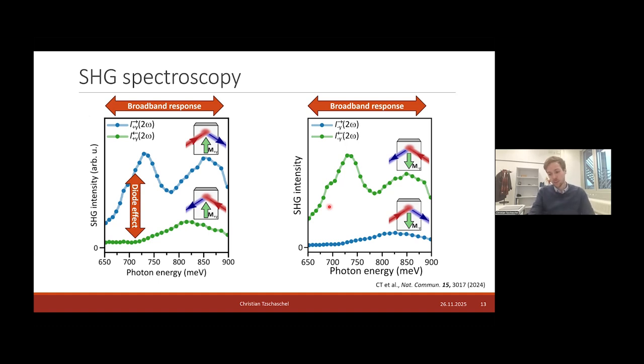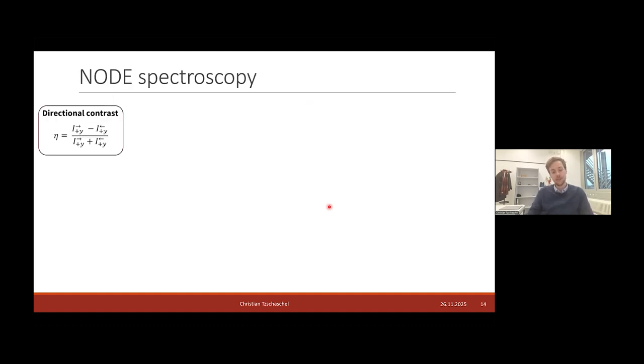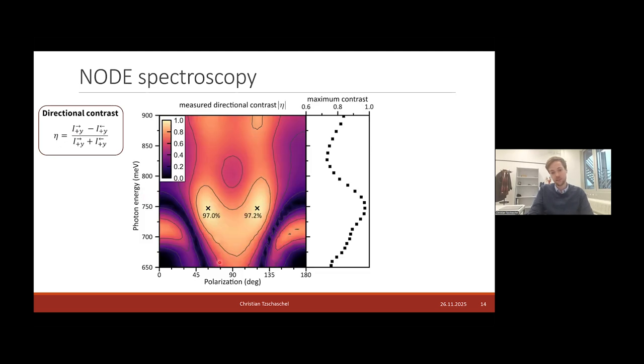To quantify this a little bit more, we introduced a directional contrast, which is simply the difference over the sum of the measured SHG intensity between the two propagation directions in a well-defined magnetic state of the sample. And this contrast we mapped out as a function of laser polarization and photon energy, which then yields this rather nice looking figure.